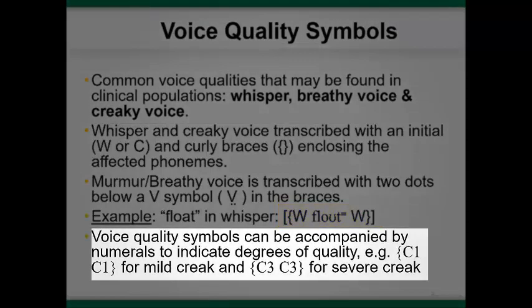In some cases, the voice quality symbols can be accompanied by a number to indicate the severity. For example, C1 would indicate a mildly creaky voice, and C3 would indicate a severely creaky voice. You will not need to transcribe the degree of voice quality in this class. Simply being able to identify the voice qualities covered will be sufficient.